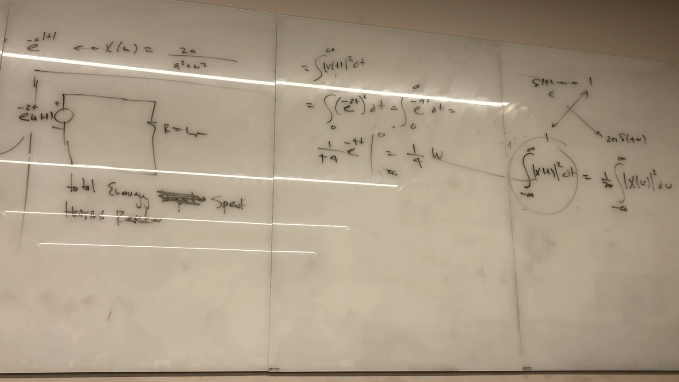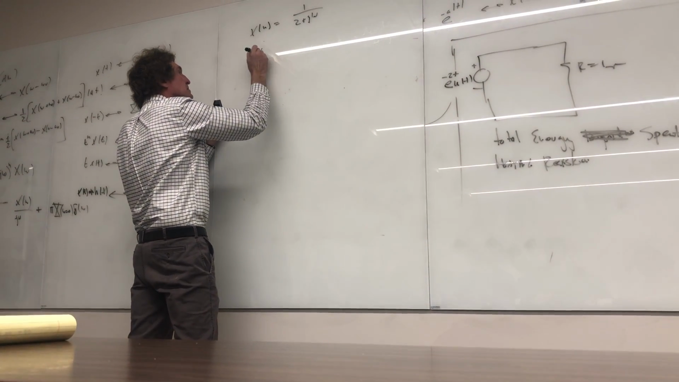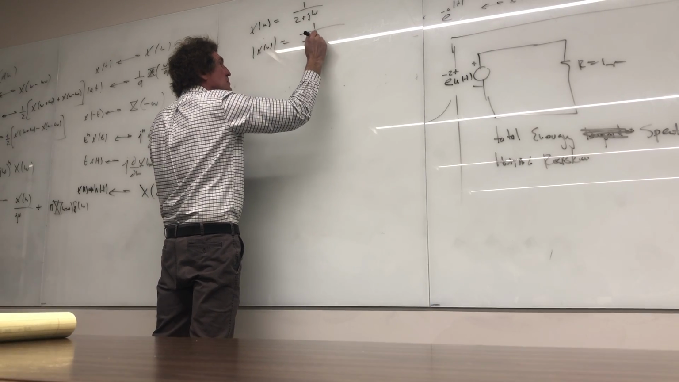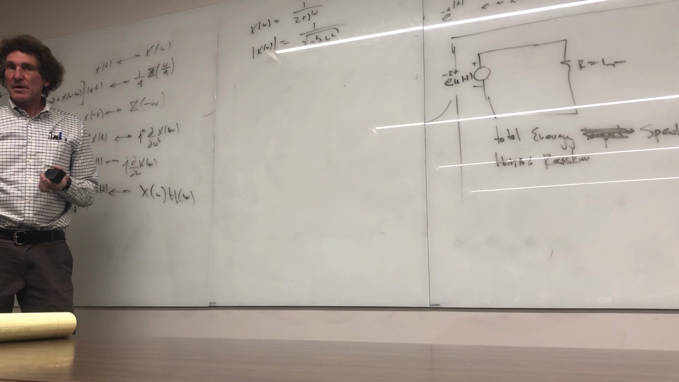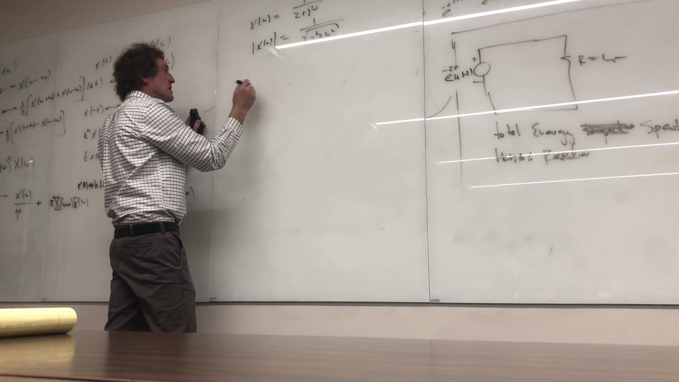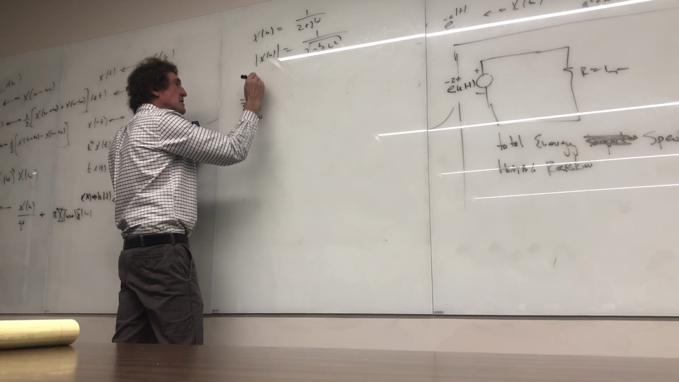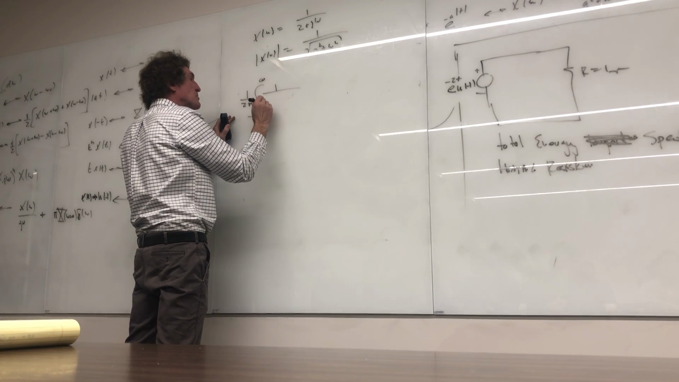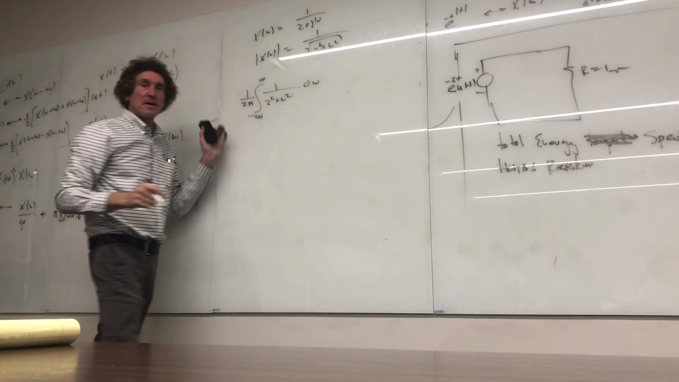Class? All right. Well, what's the magnitude of x of omega? That's 1 over the square root of 2 squared plus omega squared, isn't it? Just take a look. Agreed? Now, if that's the case, what is the energy? It would be 1 over 2 pi, the integral from minus infinity to infinity of this function squared, or 1 over 2 squared plus omega squared d omega.